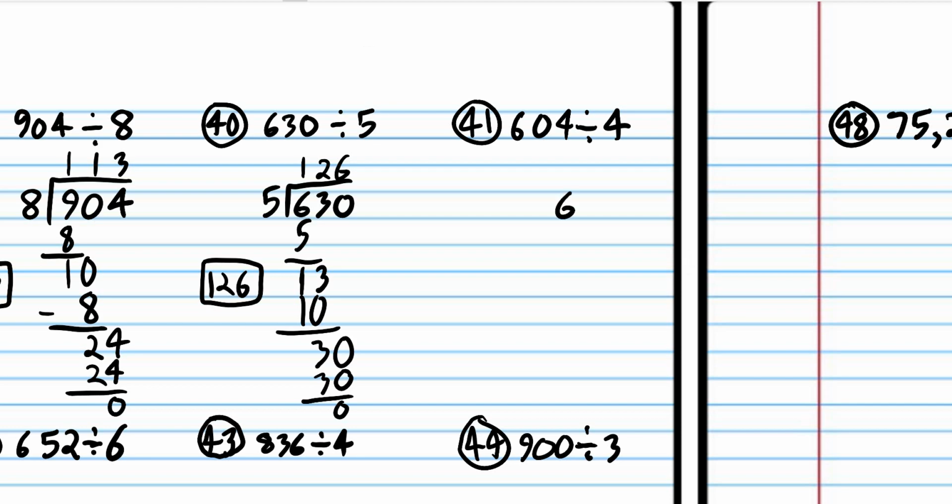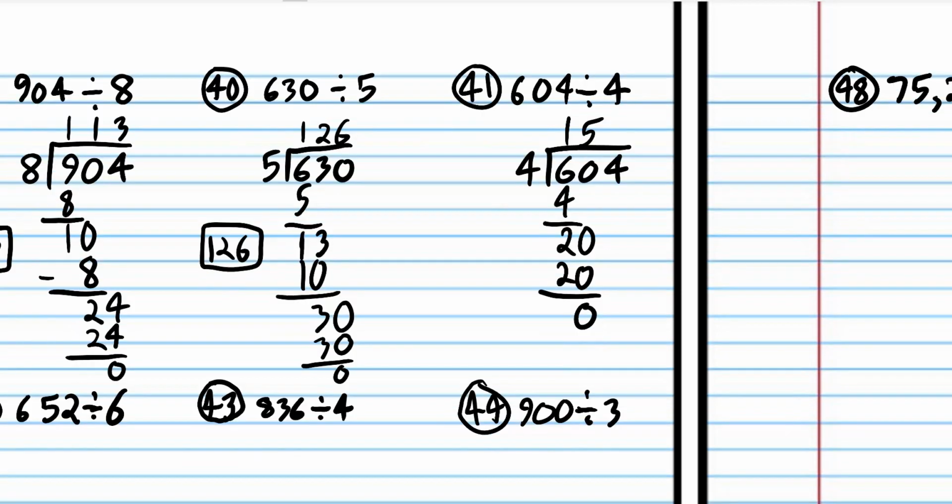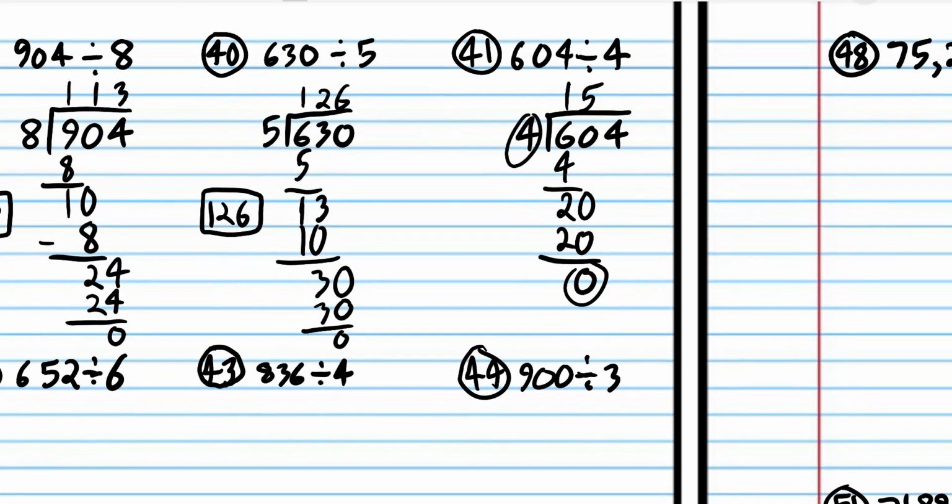All right, we're back. 604 divided by 4. Step 1, how many times is 4 going into 6? 1 time. Step 2, 4 times 1. Step 3, 6 minus 4 is 2. 2 is smaller than 4, so that's a good thing. Bring down the 0. Step 1, how many times is 4 going into 20? 5 times. Step 2, 4 times 5 is 20. Step 3, subtract.